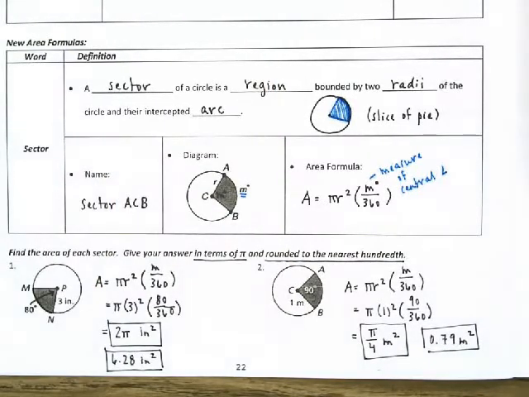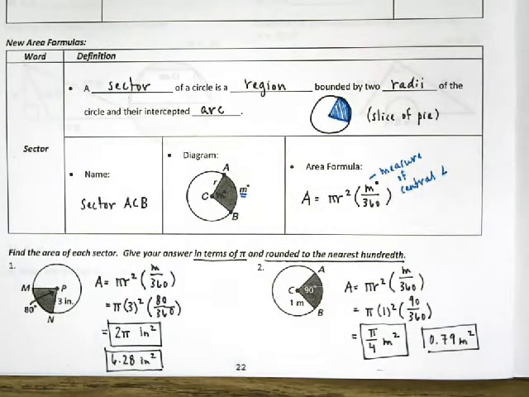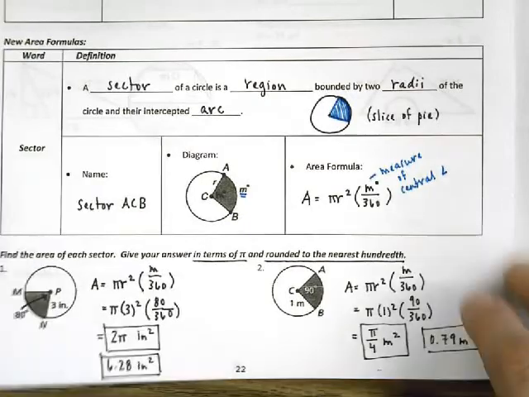Okay, so those are both very straightforward sector problems. So we're just going to do a couple more. One's more of a word problem, and then one is not too tricky. We just have to be careful about the information that we use in the problem. So let's look at a word problem on the next page.